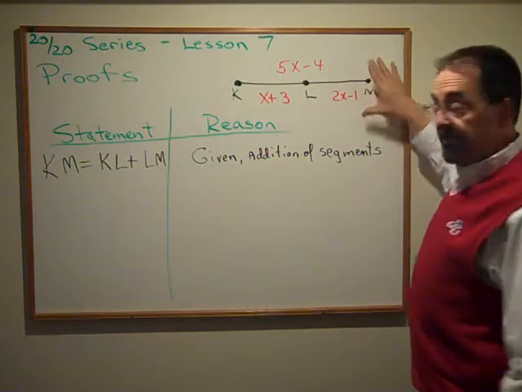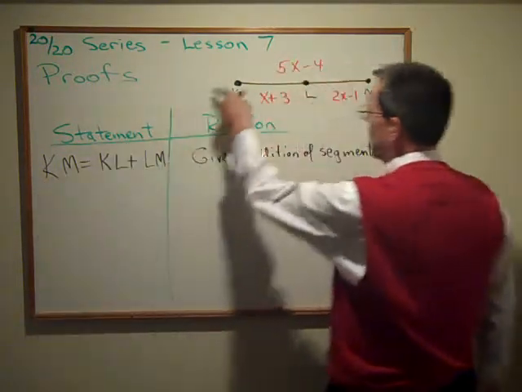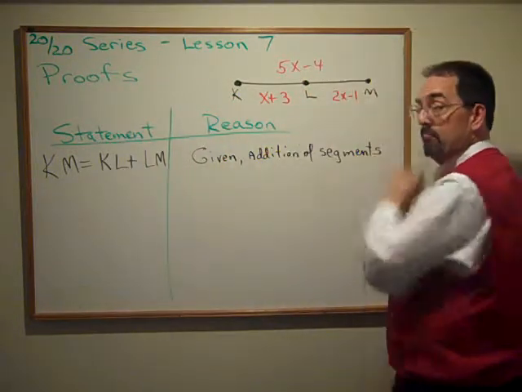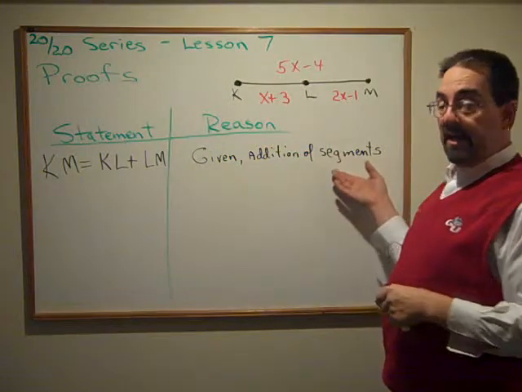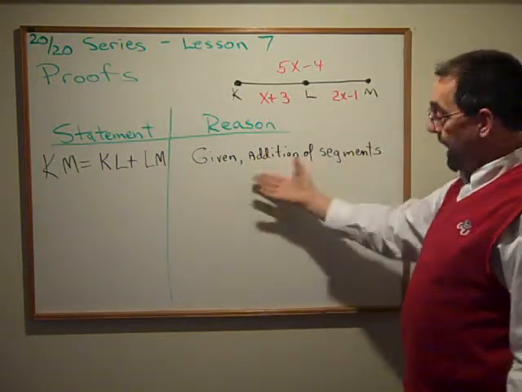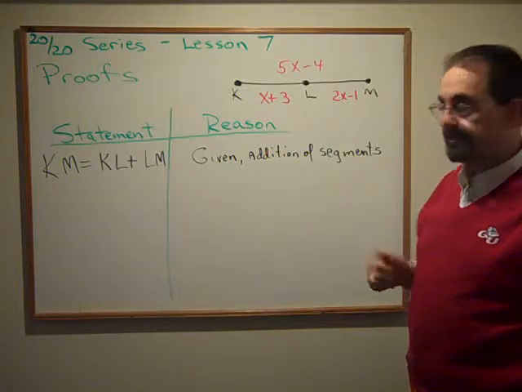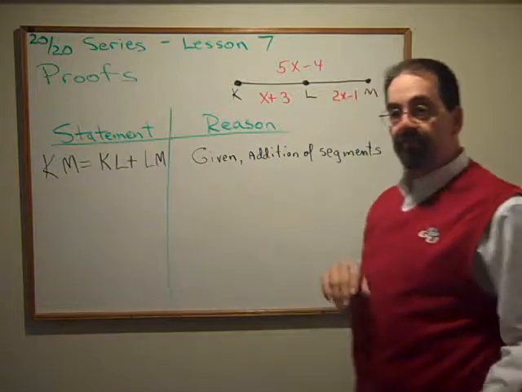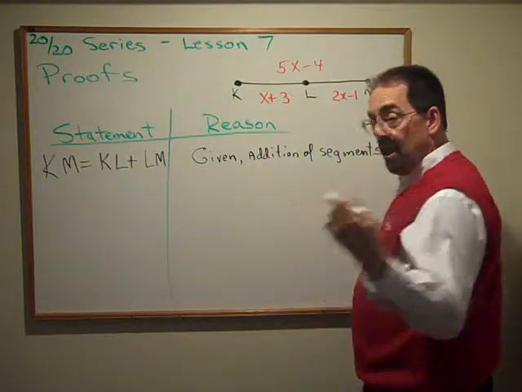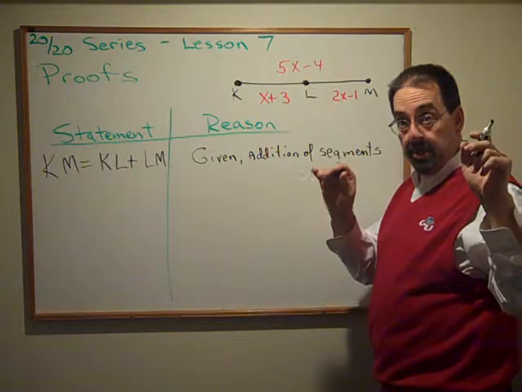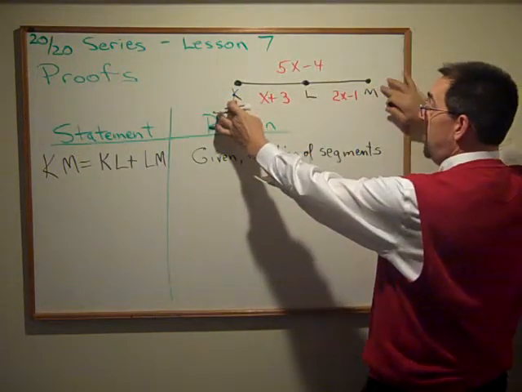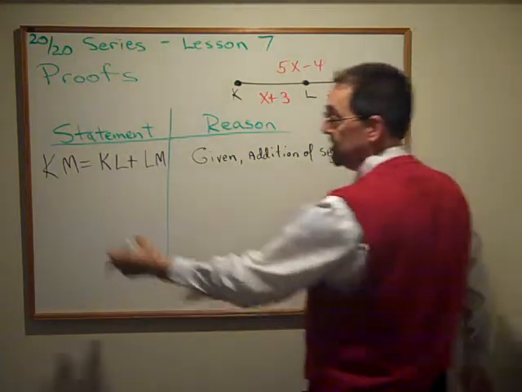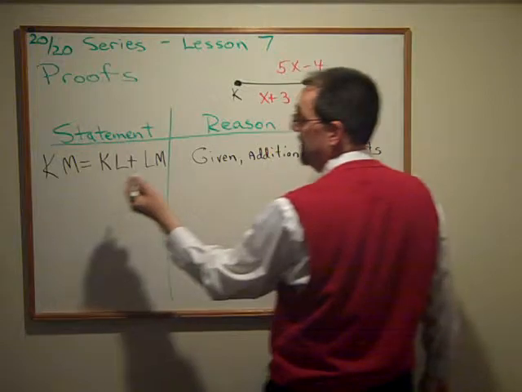If we write this in equation form, KM, the whole thing, is equal to KL plus LM. And the reason we can say that is it's given, right here, and it's also the addition of segments. Let's see if we can go through this process in proof form. The second step, very important, substitution, where KM is the whole segment, but it has an algebra term which relates to it. So let's substitute for KM 5x minus 4.